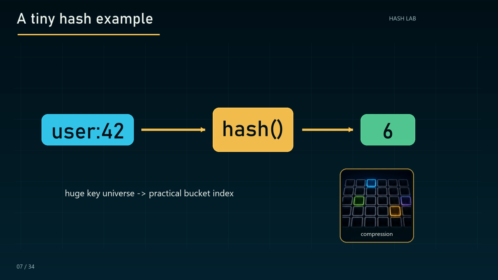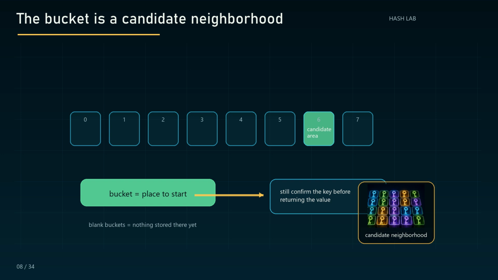Here is a deliberately simple version. Suppose the table has 8 buckets. A toy hash rule might convert a key into a number, then take the remainder after dividing by 8. If the computed number is 30, 30 mod 8 is 6, so the first place to check is bucket 6. Real hash functions mix keys more carefully, but this tiny example shows the shape: key in, bucket index out. A bucket is just a numbered place to start looking.